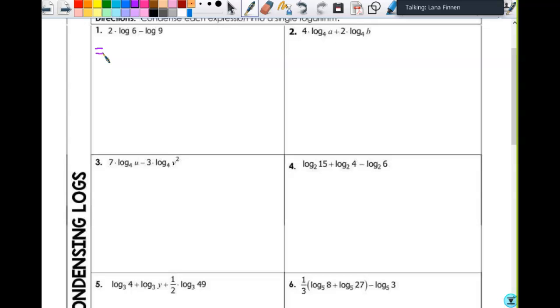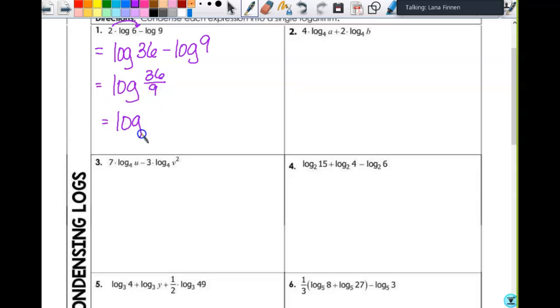So when I have this here, I can take this 2. It comes up and it becomes an exponent. So this becomes log, and then 6 squared is 36 minus log of 9. Then I have 2 logs with the same base, and I'm subtracting, so I can change that into division. So the log of 36 divided by 9. And so in the end, that gives me the log of 4. Any questions about that?